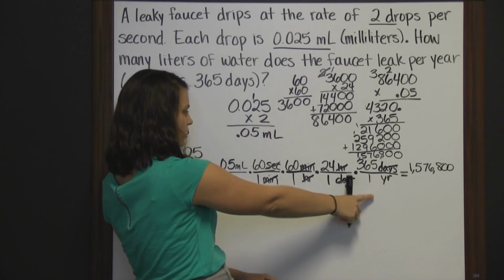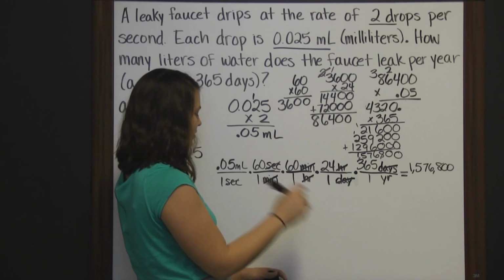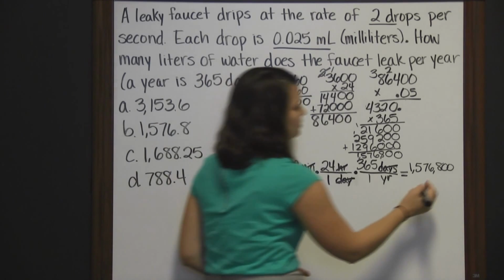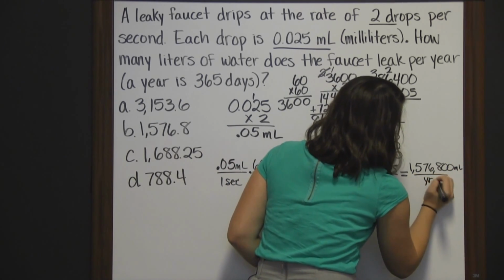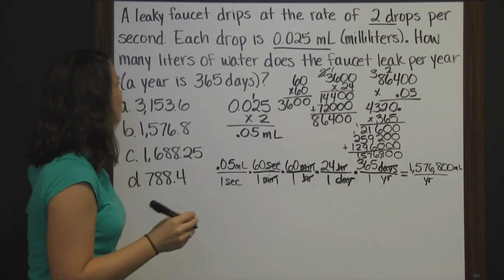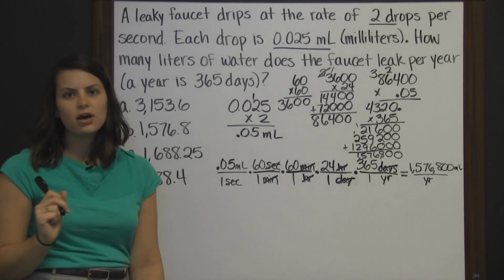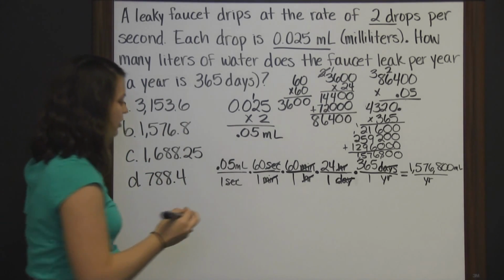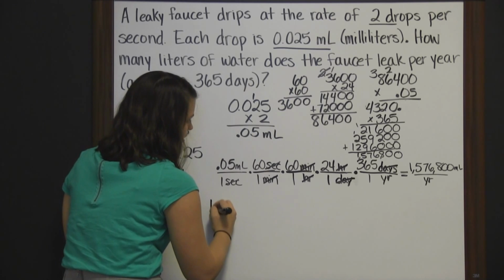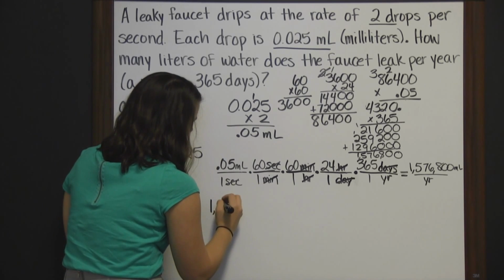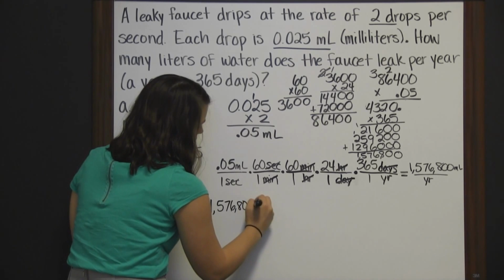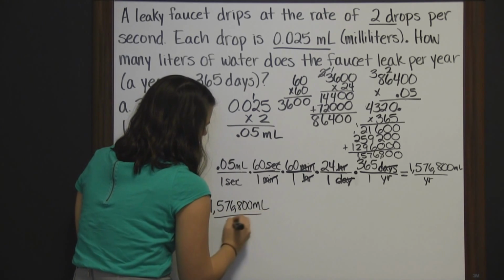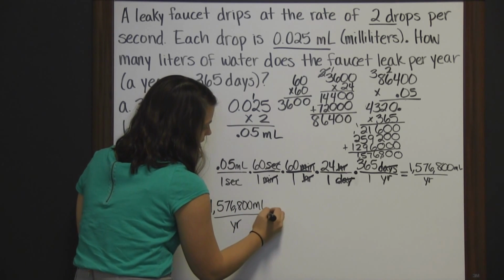milliliters per year. Notice all of our other units are canceled out except for milliliters per year. So that's milliliters per year. But if you recall, they wanted to know how many liters of water were leaked out per year. So we need to convert this 1,576,800 milliliters per year into liters.